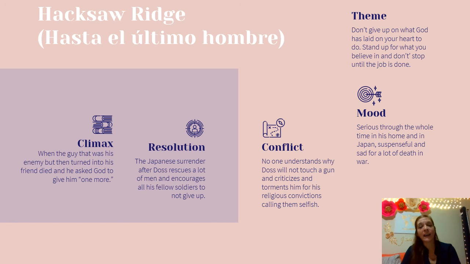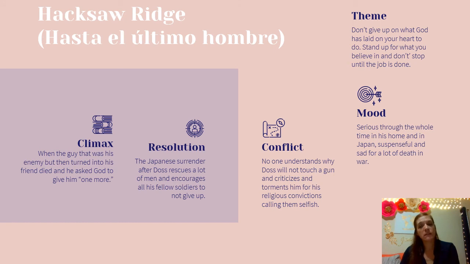He watched his friend die, he couldn't save his friend, and he said, okay, God, what do you want me to do with this? And he said, just give me one more guy to save, because he was heartbroken and he wanted to just do what God wanted him to do. The resolution, remember, that's when the conflict gets resolved, when the Japanese surrender after Doss rescues a lot of men and encourages all his fellow soldiers to not give up. You remember at that point, even the guys that hated him turned and he was the hero because of not giving up, and even though he didn't have a gun, he kept going for God.